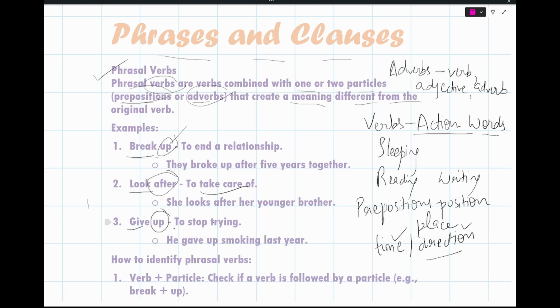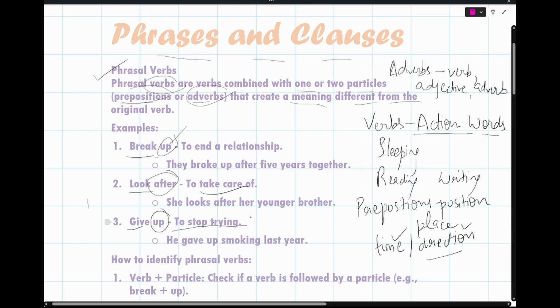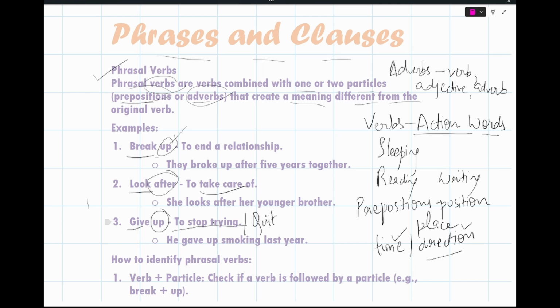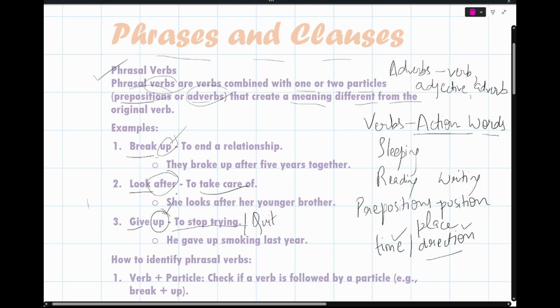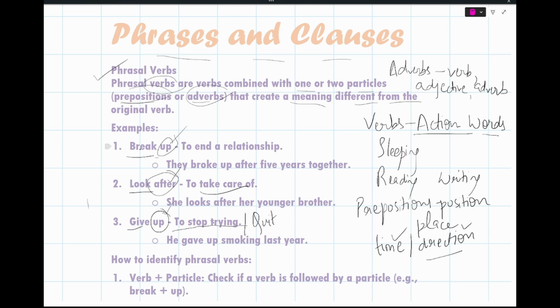Then give up. Give is to hand someone something. But give up is to stop trying. It's like quitting. Give up means to quit. He gave up smoking last year. So he quit smoking last year. Did you notice how just by adding these components after the base verb, or the action word, your meaning has changed, and that is what makes it a phrasal verb.